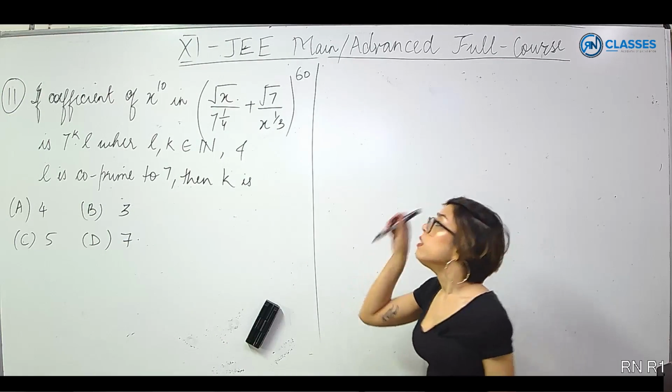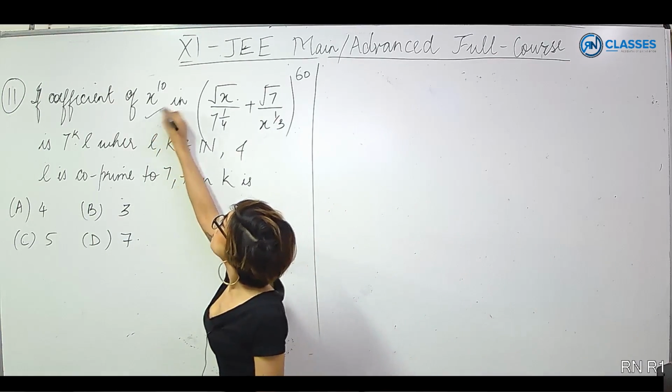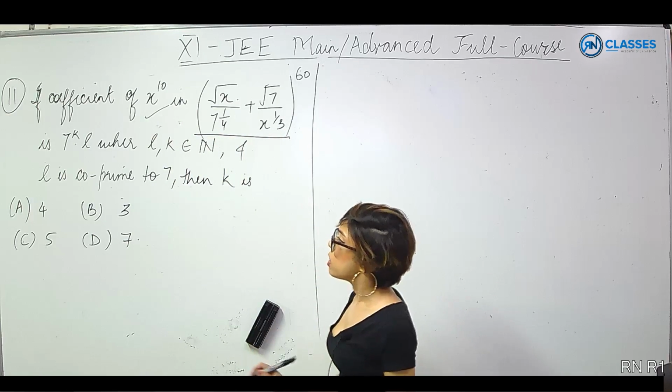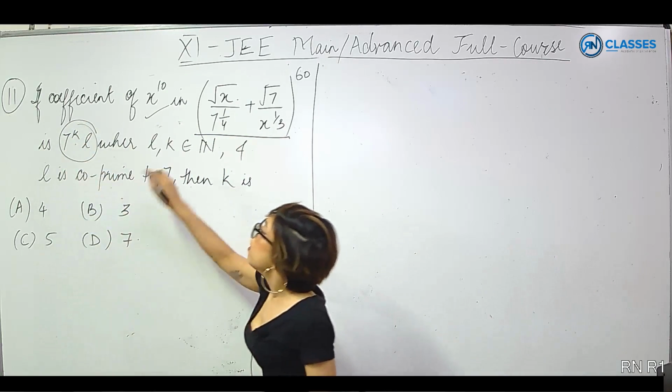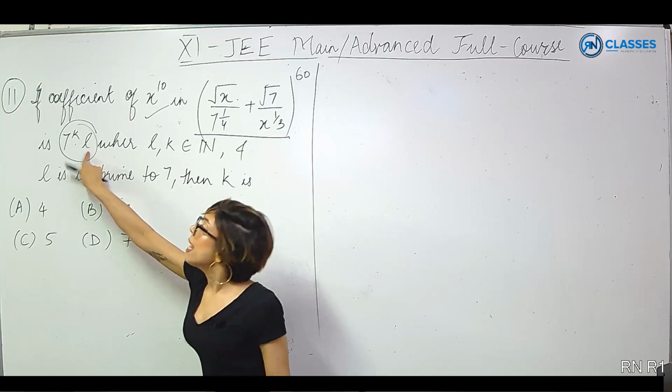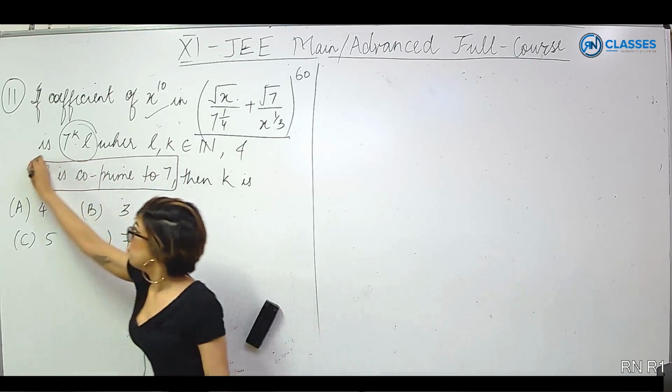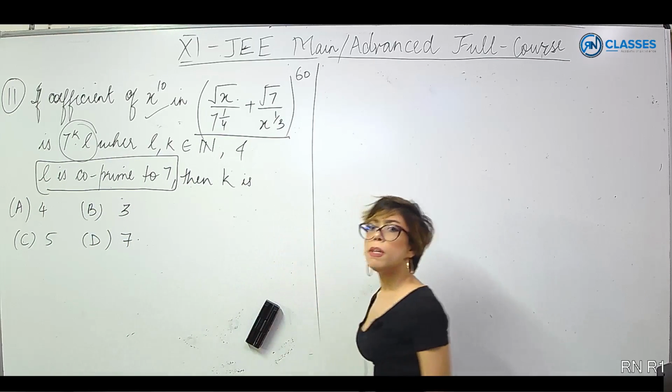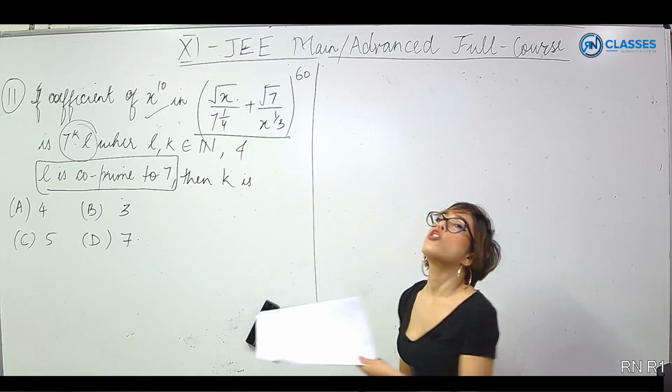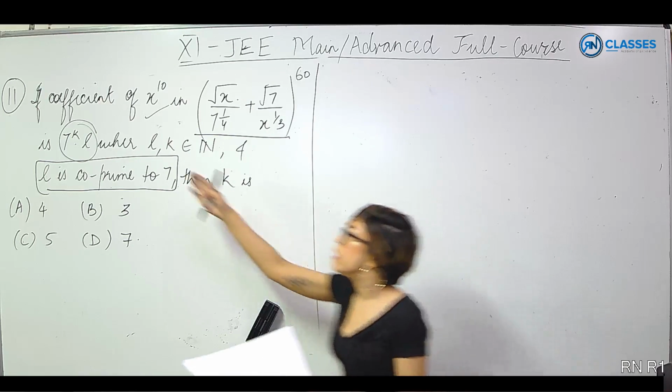Alright. The next one. Now he says the coefficient of x raised by 10 in this binomial expansion is this, where L and K are natural numbers and L is co-prime to 7. Okay. Then K is. First of all, let me talk about the coefficient of x raised by 10 and then I'll compare it with this number.